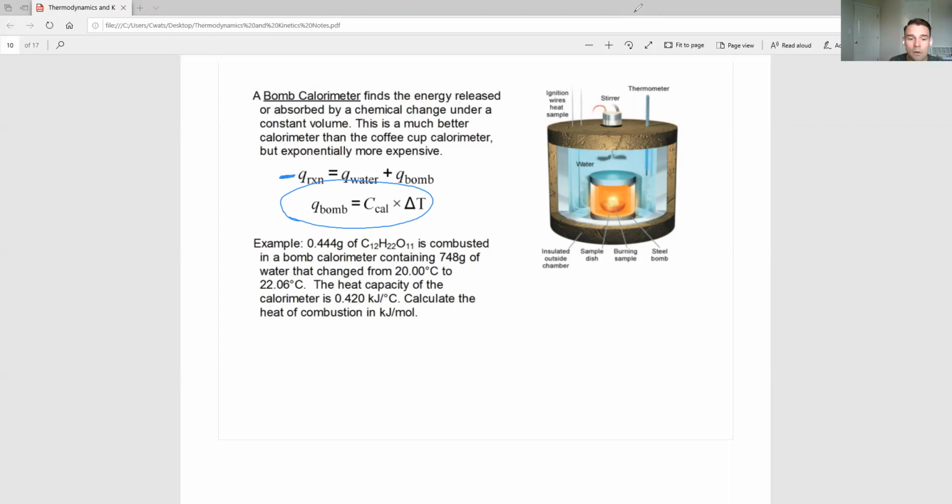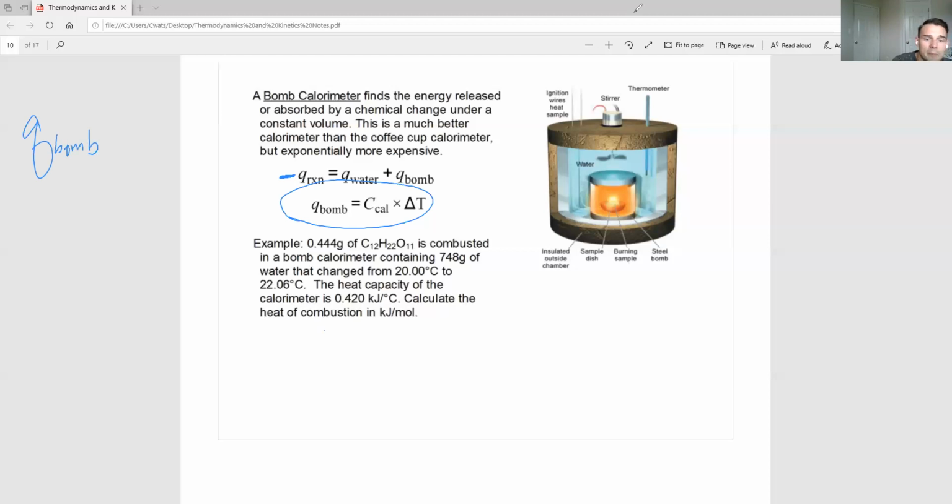So we've got 0.444 grams of C12H22O11 is combusted in a bomb calorimeter containing 748 grams of water that changed from 20 degrees Celsius to 22.06 degrees Celsius. The heat capacity of the calorimeter is 0.420 kilojoules per degree Celsius. Calculate the heat of combustion in kilojoules per mole. Let's do the easy part first and do the Q of the bomb.